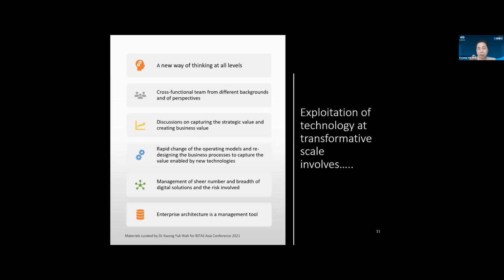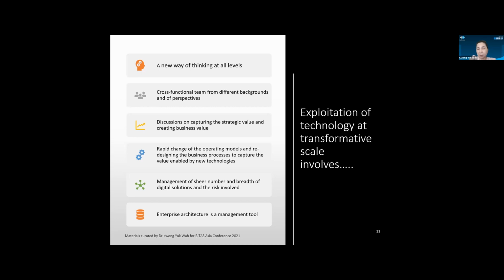So it's actually a very complex journey, right? First of all, it involves a cross-functional team from different backgrounds coming together to work on a common goal. Then the other one is we require everybody, all levels, not even just the C-level, the working level, even the bottom level, to have a new way of thinking, right? And most importantly, we are talking about creating new business value. We are thinking about capturing the strategic value. It's not at the tactical level, it's really at the strategic level.